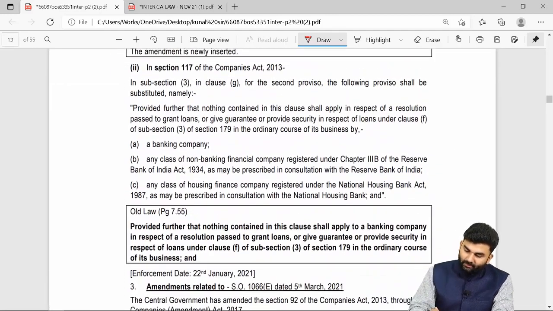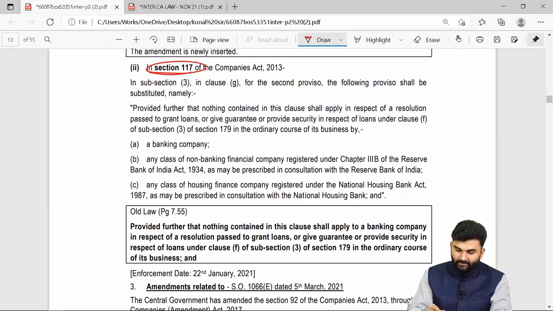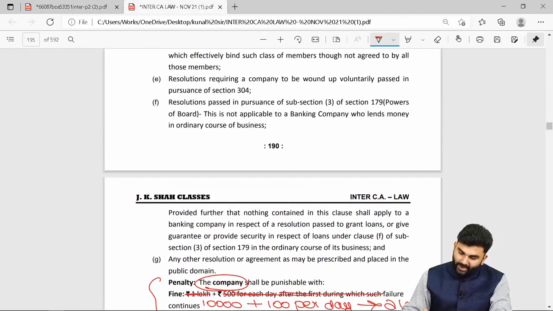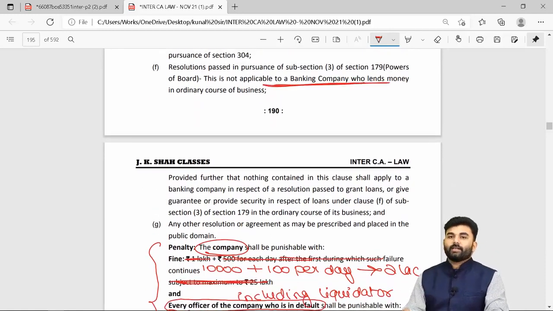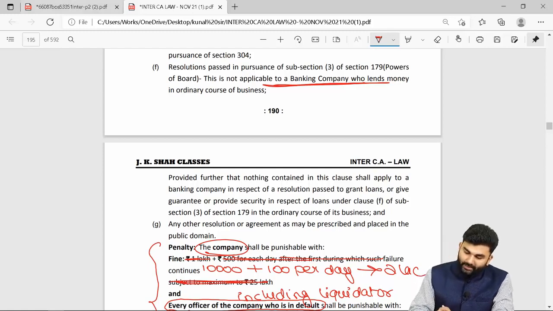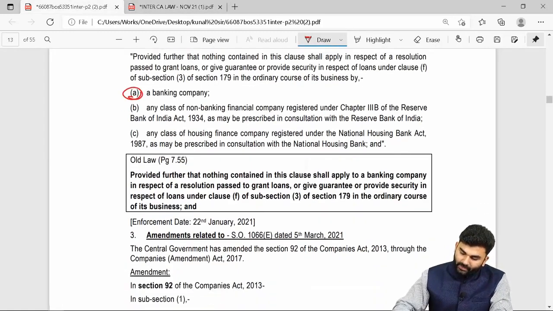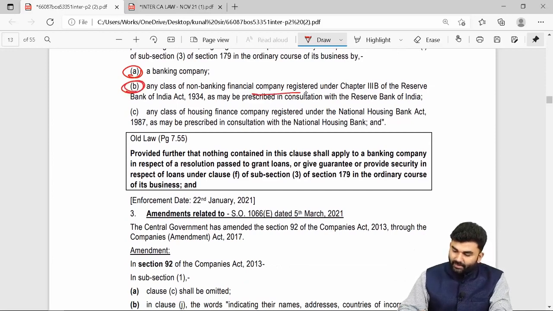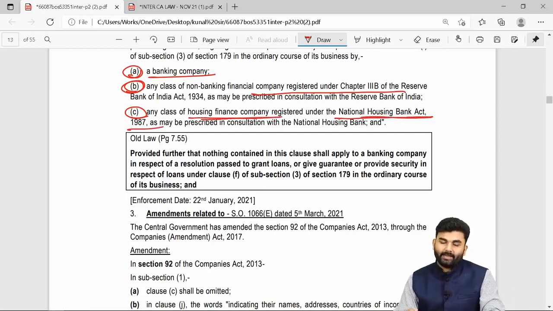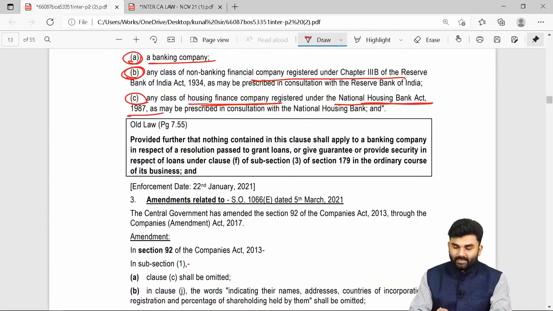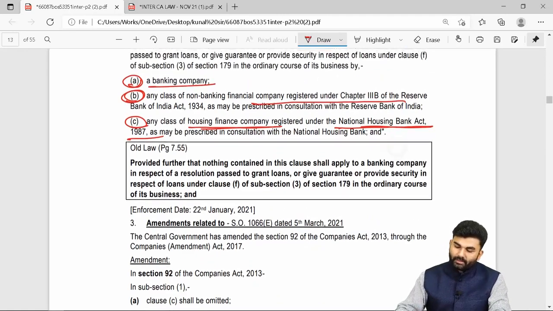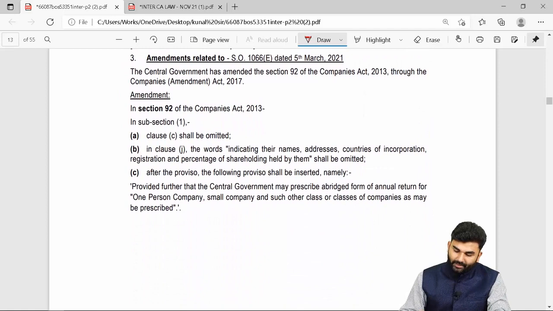Okay. Under section number 117 again, if you have seen point number F, they have specified upon which companies it is not applicable. So now you need to add these words: it is not applicable to a banking company, it is not applicable to NBFCs which have been registered under chapter number 3B, and it is also not applicable upon any housing finance company which has been registered under National Housing Bank Act 1987. So these 3 points you need to add just below your point number F, and you should say that this provision is not applicable upon such companies.